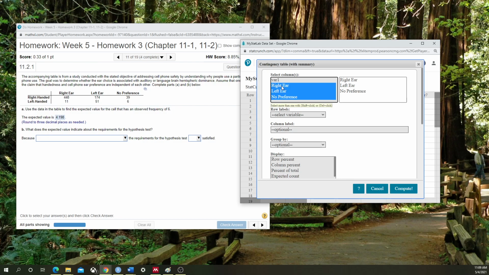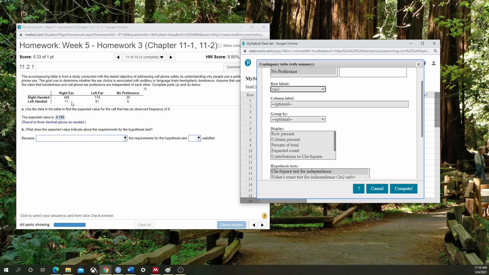And really remember, we're just trying to determine if the expected versus the observed value is going to be different between each of these cells. The cells that we're going to look at are those along the top here: right ear, left ear, no preference. Our row labels are var1, looking at right hand, left hand. This basically tells StatCrunch that I'm looking at this matrix in this format, and I want to understand what exactly is the expected versus the observed outcome, and if that is statistically different than what we would think.